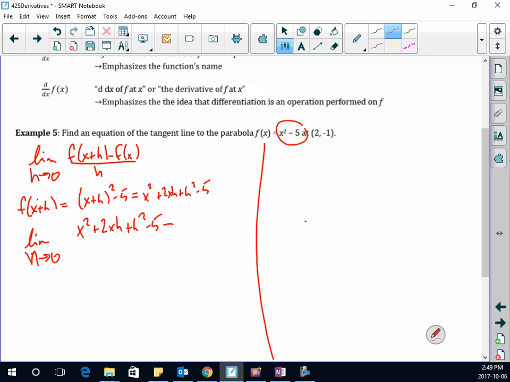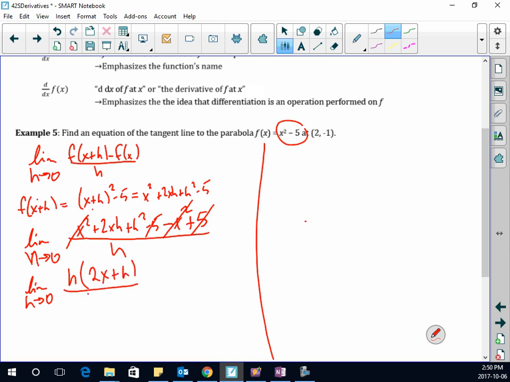So if I subtract this, I'm going to skip a step just for time. I'm going to subtract x squared, and now I'm going to subtract negative 5, so that's really plus 5 all over h. Do you see the x squares cancel and the 5's cancel? And I'm left with the limit as h goes to 0 of, I'm going to factor out what's remaining, an h out of this one, so I get a 2x, and an h out of this one plus h all over that. So then I get 2x.